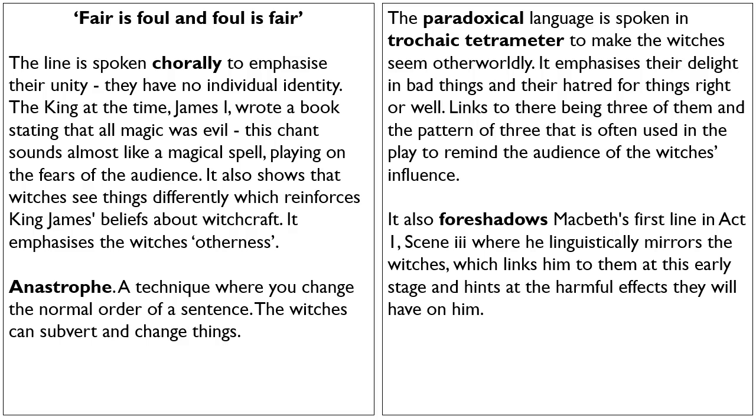This links potentially to the idea of there being three of them as well, because we see the pattern of three as a language technique used throughout the play. But whenever we see things come in a pattern of three, it is usually referring to something evil, otherworldly, something that is considered unnatural, and it reminds us whenever we see a pattern of three in the play that the witches' influence might be involved here.